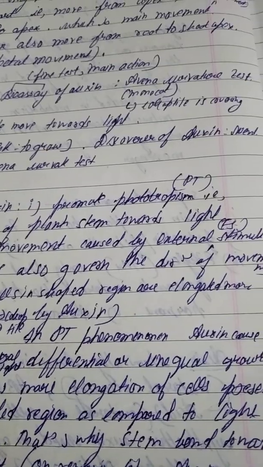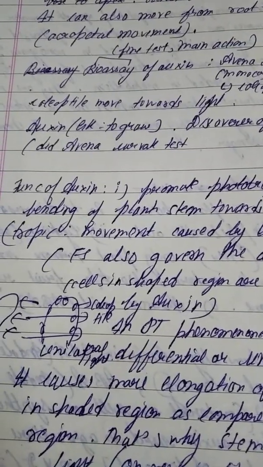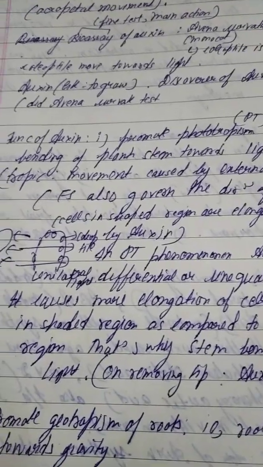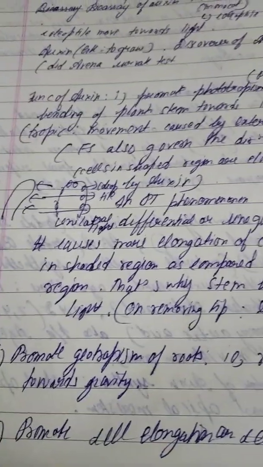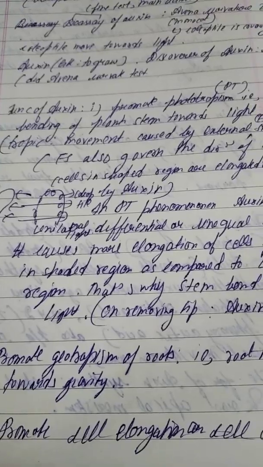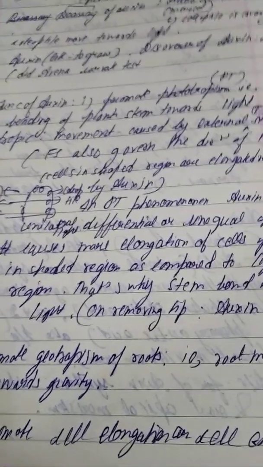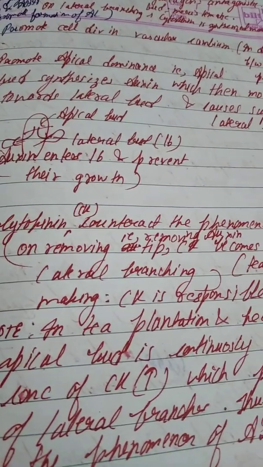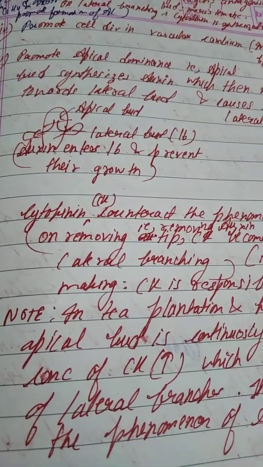And the discoverer of auxin is Went. And auxin is a Greek word which means to grow, please remember that. And auxin promotes phototropism. This auxin also promotes geotropism. It also promotes cell elongation. Auxin causes cell division in vascular cambium. Auxin promotes apical dominance. This is the most important property of auxin.